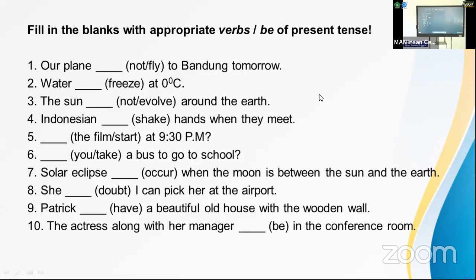Itu kayaknya dihilangin deh, ntar nggak bisa baca. Itu bisa baca nggak siswanya? Kalau ada itunya tuh, bisa ya? Oh iya iya. Oh gitu.